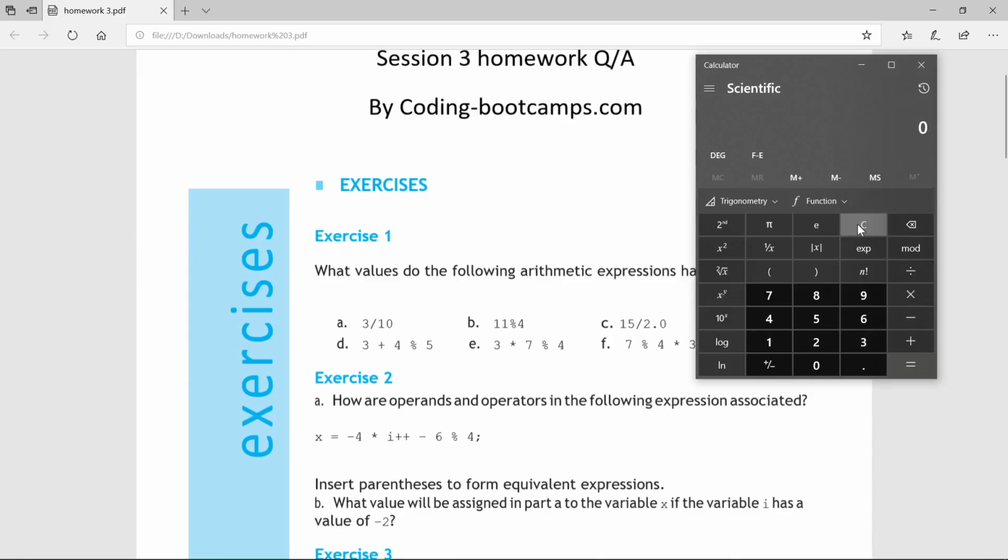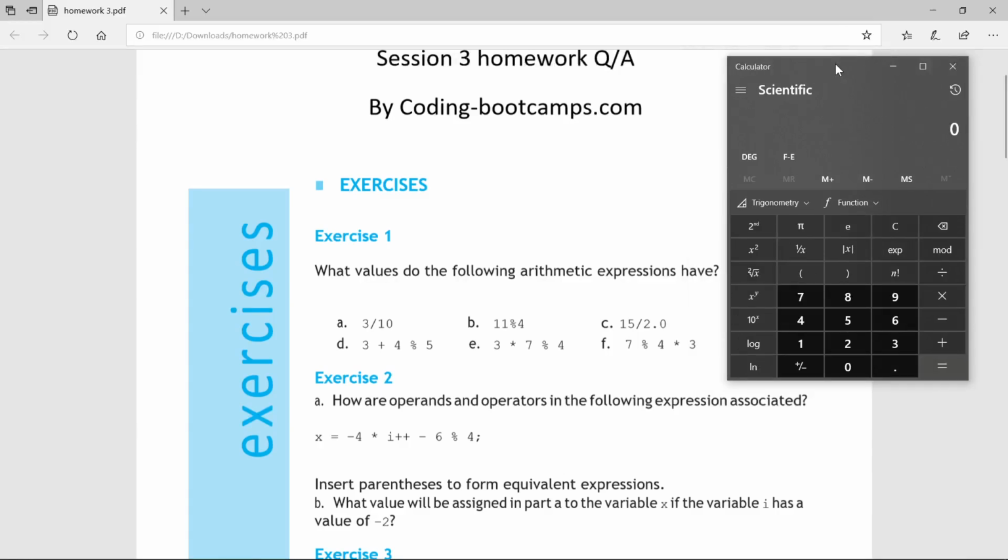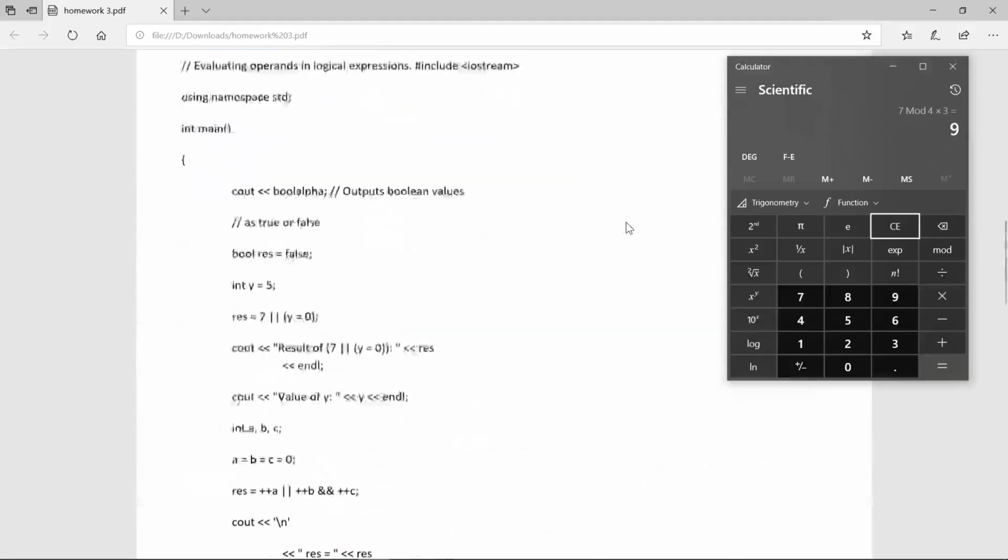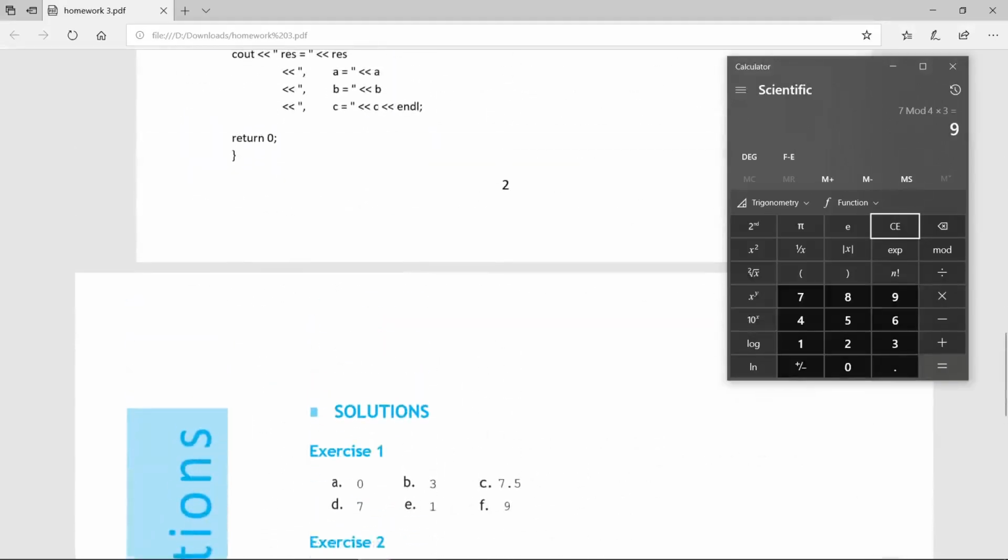For 1d, we would do 4 modulus 5 plus 3, that gets us 7. E, we can do 3 times 7 modulus 4, 1. And then lastly, 7 modulus 4 times 3. Okay, that gets us 9. Let's look at the results there, and there you go. So that matches.